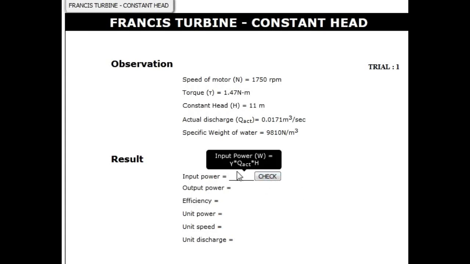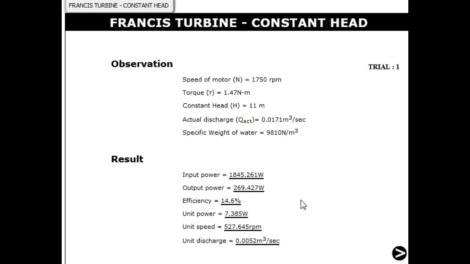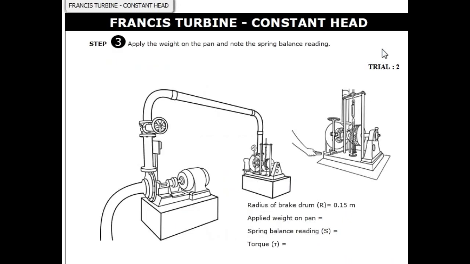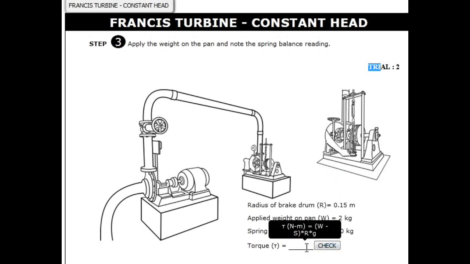We'll substitute the values now. Yes, these are the values. Please do calculate and verify the answers. In the next trial, we'll put 1 more kg of weight, so it becomes 2 kgs. For that we will calculate the torque coming out from the turbine.